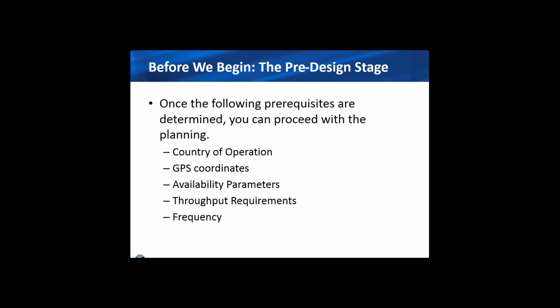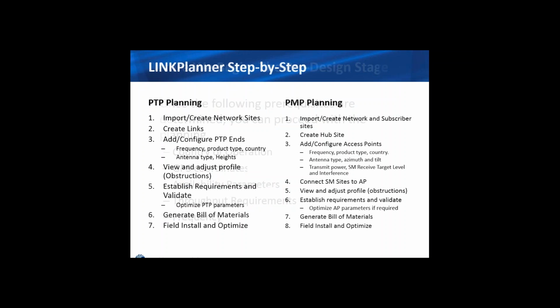So at this point, you're all ready to start planning, but you will need to know a few details, such as where you're going to operate, the coordinates of your sites, an idea of what kind of availability and throughput requirements you have, and ideally what frequency band you want to use. Once you know all of those, we can actually start planning links.